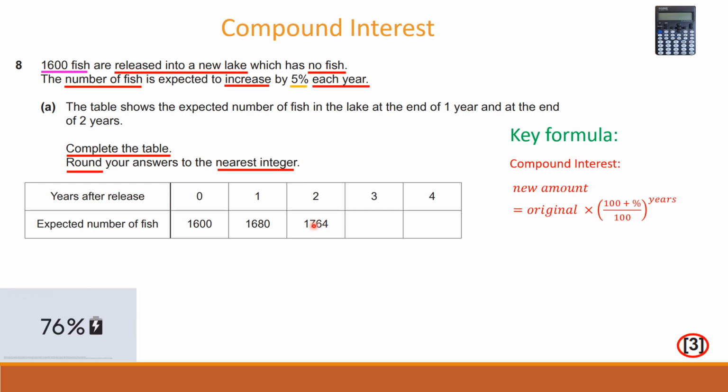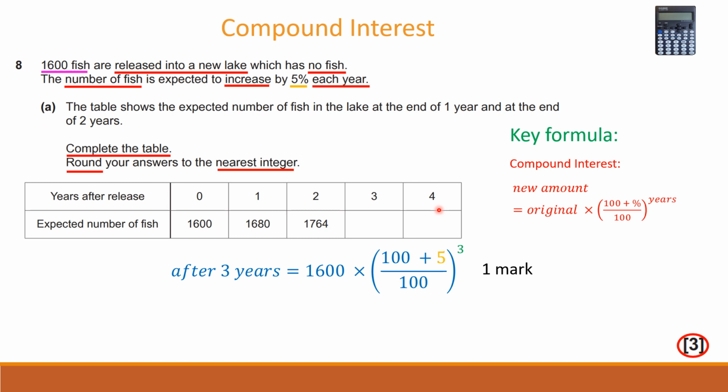So in this case here, we had 1 year, 2 years. You're going to be working out for 3 years and for 4 years. So you've got to use this formula here to work out the missing values for 3 years and for 4 years. Press pause, have a go at working out the answer, then press play when you're ready to hear the answer. Well done, guys. Hopefully you've managed to work out how to do it for 3 years and for 4 years.